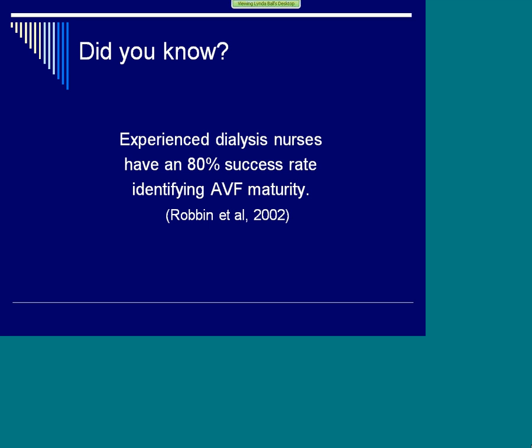And so Dr. Robin, the interventionist, also followed some experienced dialysis nurses and had them do assessments on new fistulas, and she found that 80% of the time they could identify when that AVF was mature and ready to cannulate. I think we can get that higher if we improve our assessment skills, and actually we can learn to differentiate using our fingers and our stethoscopes how well those walls are developed.